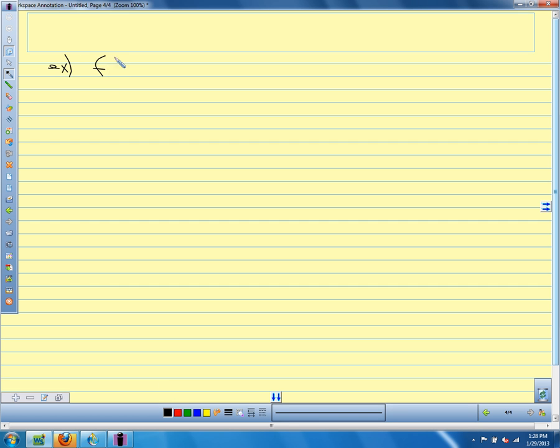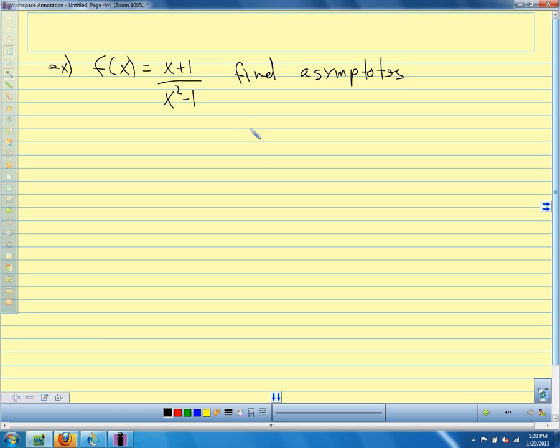So we have f of x equals x plus 1 over x squared minus 1. And we want to find the asymptotes of this function. So on this function, what is the degree of the numerator? 1. The highest exponent in the numerator is 1. So the degree of the numerator equals 1. The degree of the denominator equals what? 2. Highest exponent is 2.